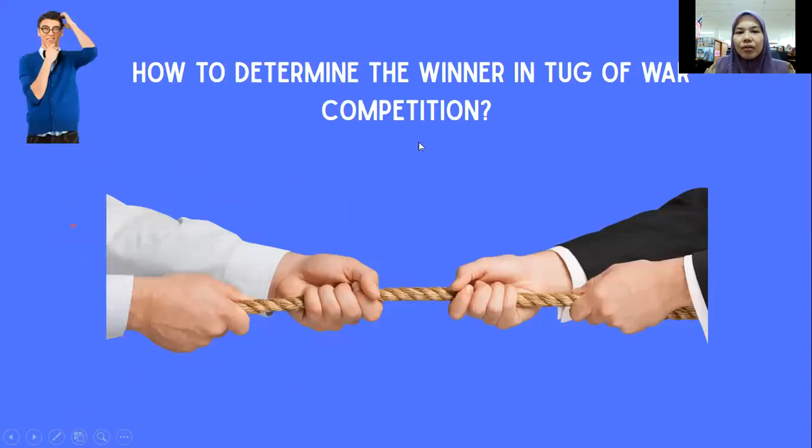So here is the question. How can you determine the winner in a tug of war competition? For me, the team that can pull the rope with greater force, the team that has the higher force, will win the competition, because they can pull the opponent towards their team's direction, or they can defeat the other team.